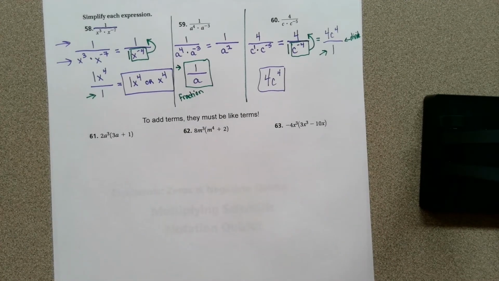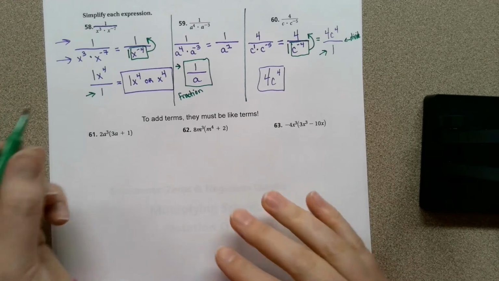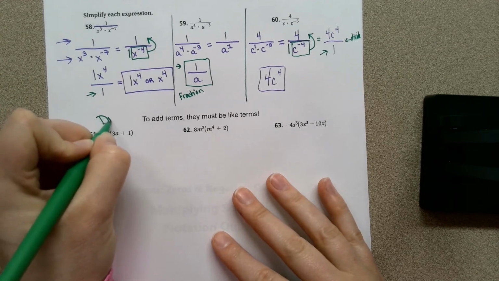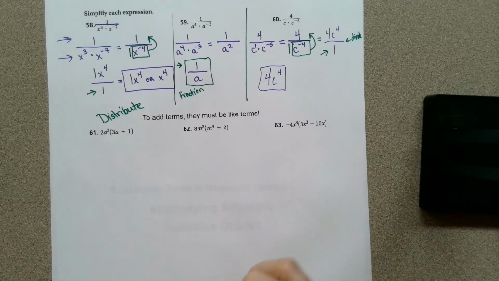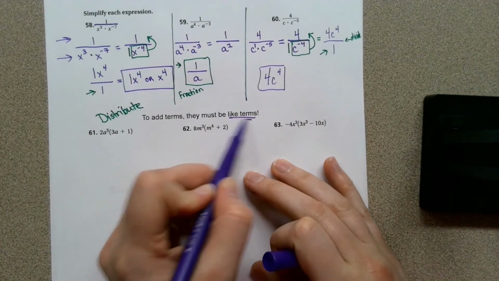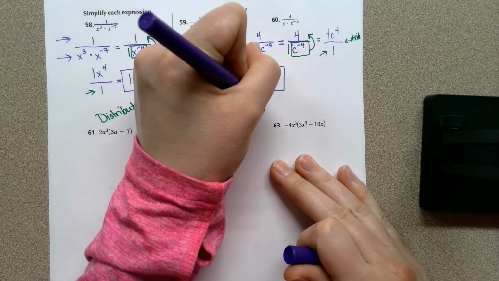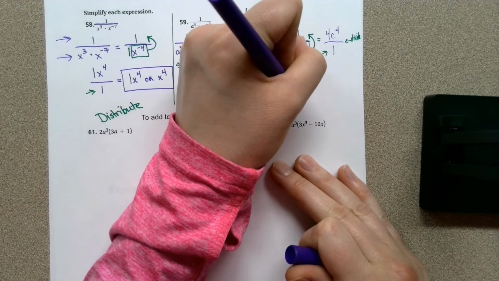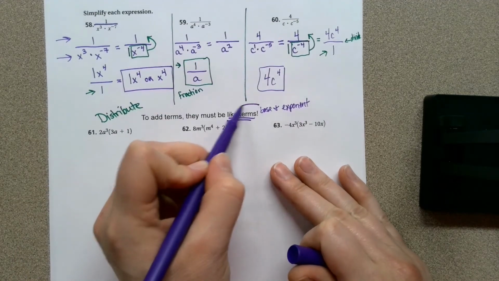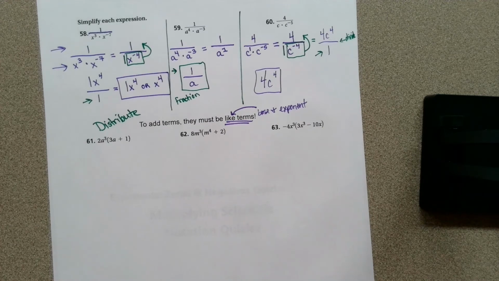And when we have addition or subtraction, we are going to have to distribute and then be really careful of those like terms. Not just like bases, the term altogether, meaning the base and exponent, have to be alike. So let's do number 61.